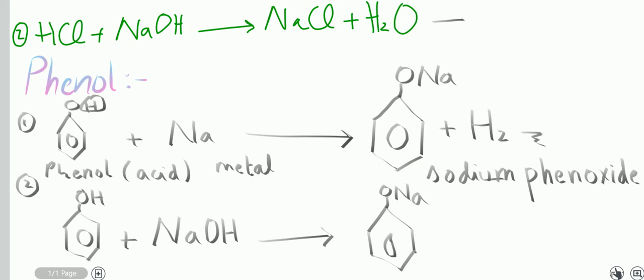So this would also be sodium phenoxide. The only difference would be that instead of hydrogen gas, which is produced when we use a metal, we're going to have water produced since we used a metal hydroxide. That's it.